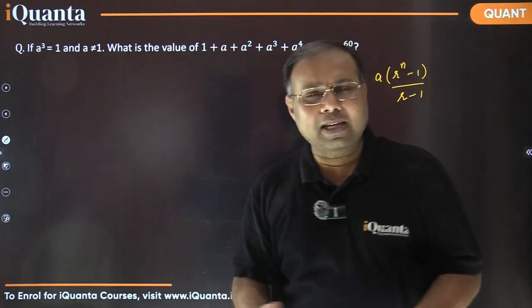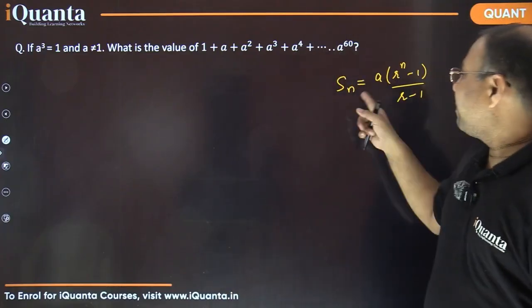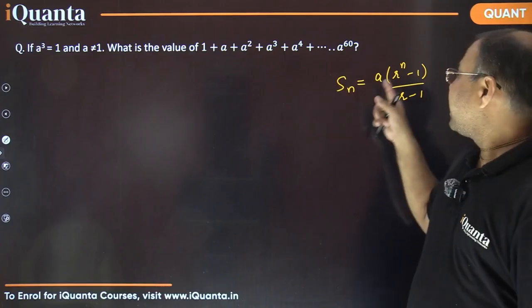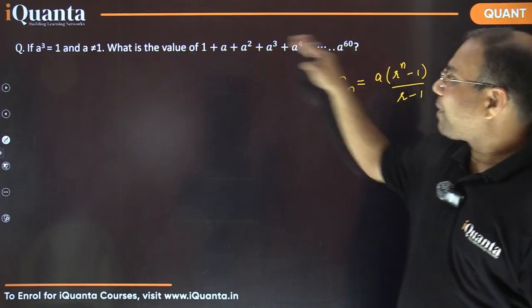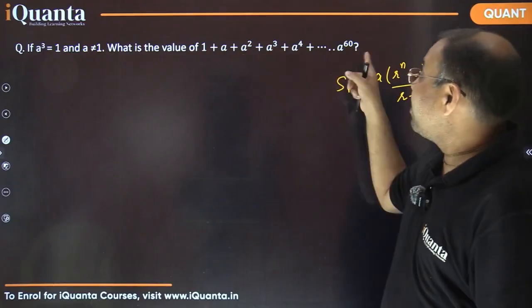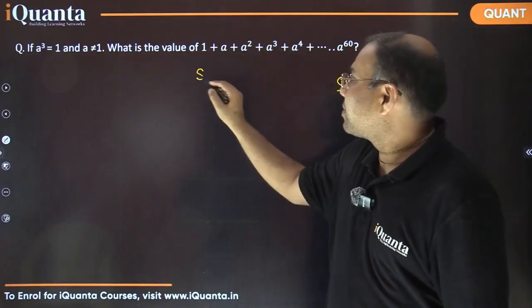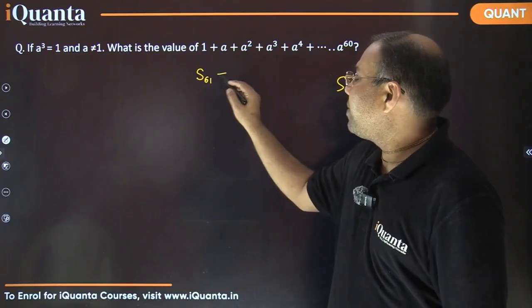All the terms have the normal meanings. n is the number of terms, s is the sum of those n terms, a is the first term, r is the common ratio, n is the number of terms. Fine. Okay, so applying it in this case, sum of 61 terms, right? There are 61 terms here. So the sum of 61 terms of this GP should be equal to how much?